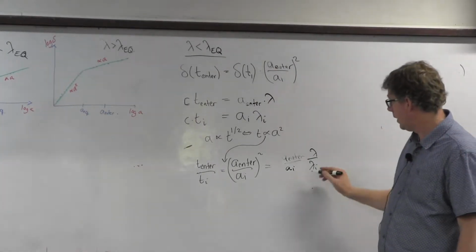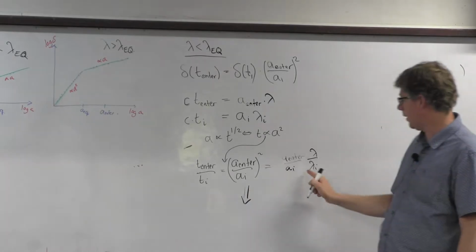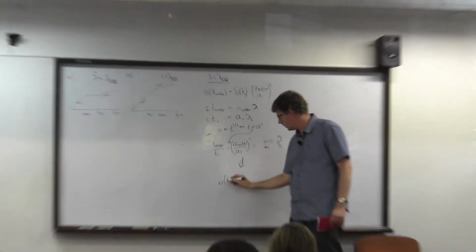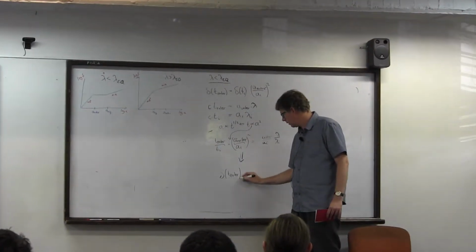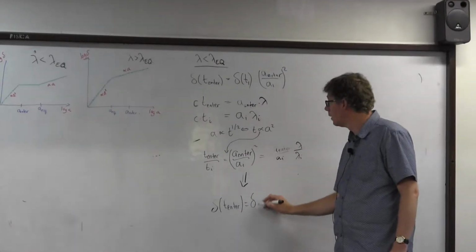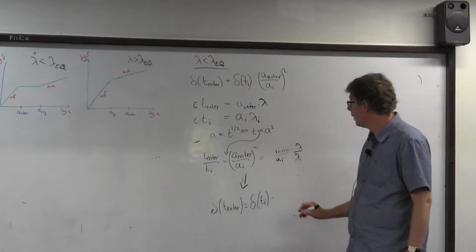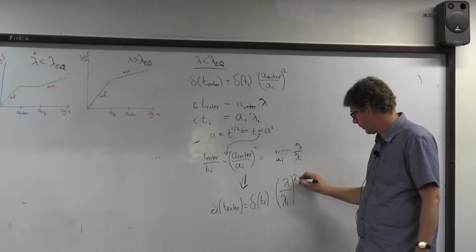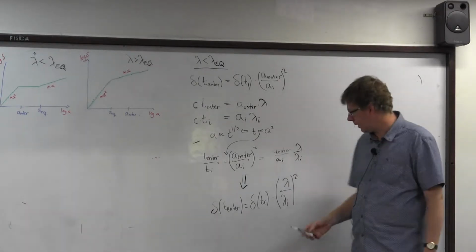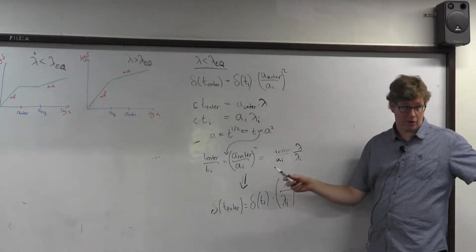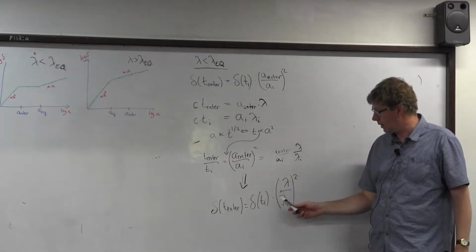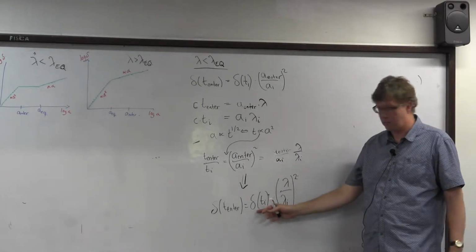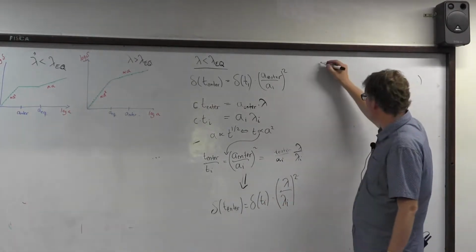And this means now I can put it in here, and I get delta of T enter equals delta of Ti times lambda I squared over lambda squared. Okay? So that tells me, given how big a structure it is, 100 megaparsec, how the overdensity is as it enters the horizon relative to what it started with. So that's one case.